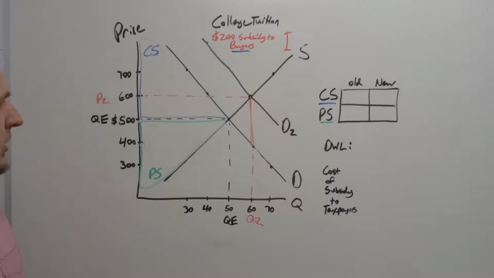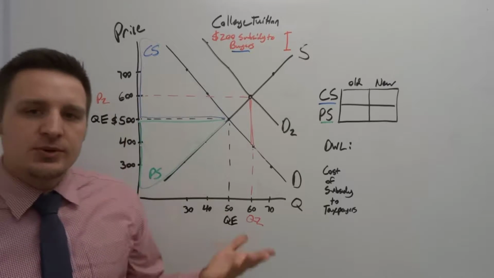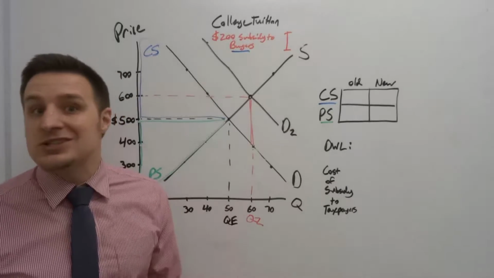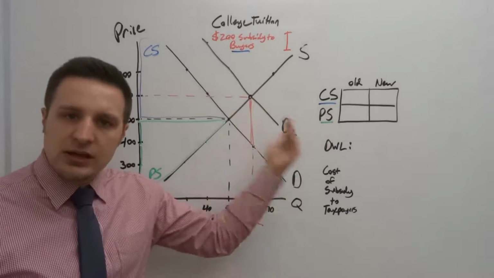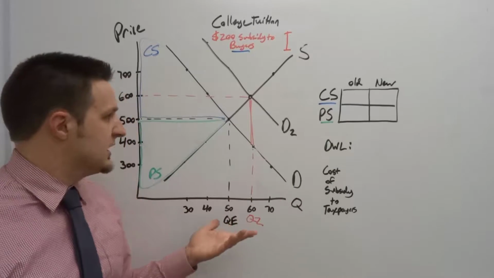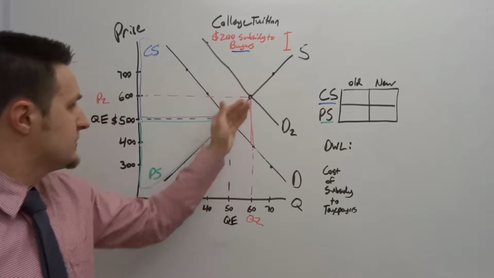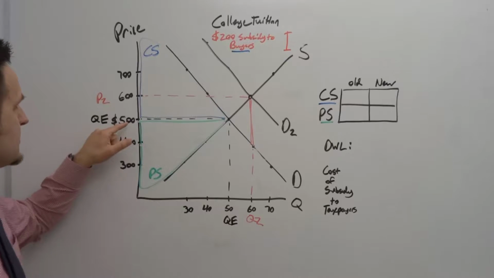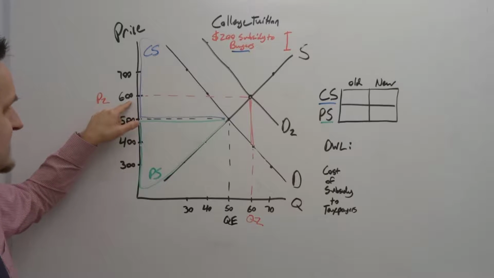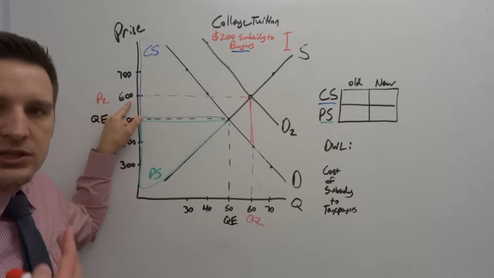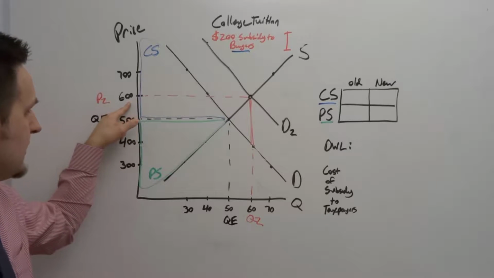Okay, so what you might think of is now we've given this $200 to the consumers, in this case the students, and that's having the effect of increasing their demand for college education. That increase in demand drives the price up. So the college students used to pay $500 a credit hour, now they're going to pay $600. So that might be what you think of as the price of the education.